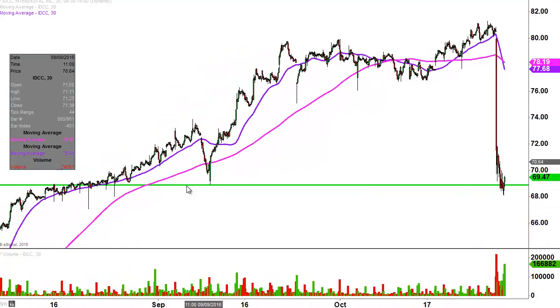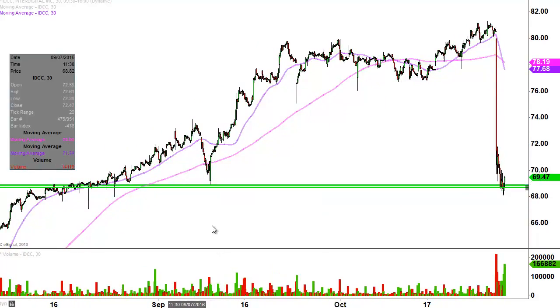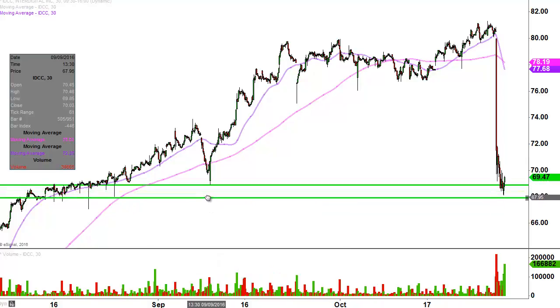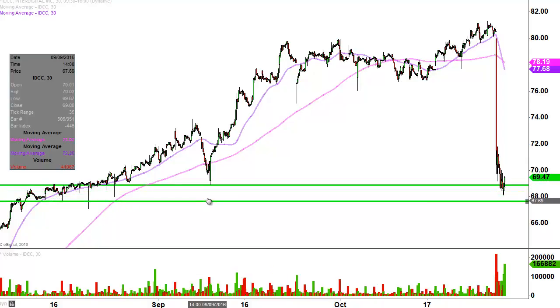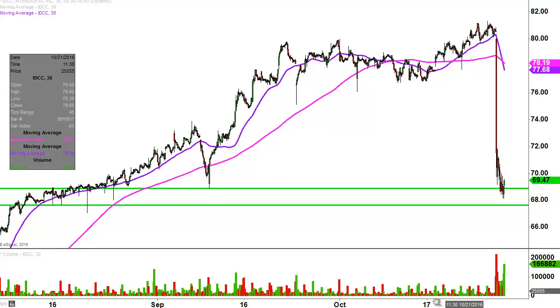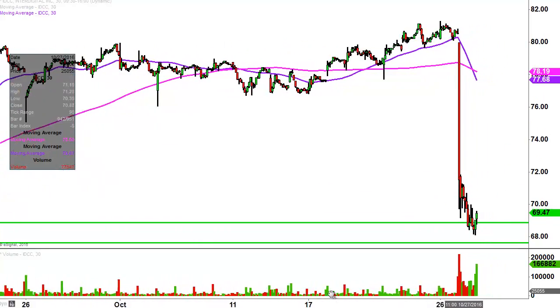In the event 69 cannot hold going forward, the next level of support to keep an eye on at that point sits at $67.75. So those will be the two near-term levels of support at this point in time. Now we'll zoom back in and talk about a couple areas of resistance.